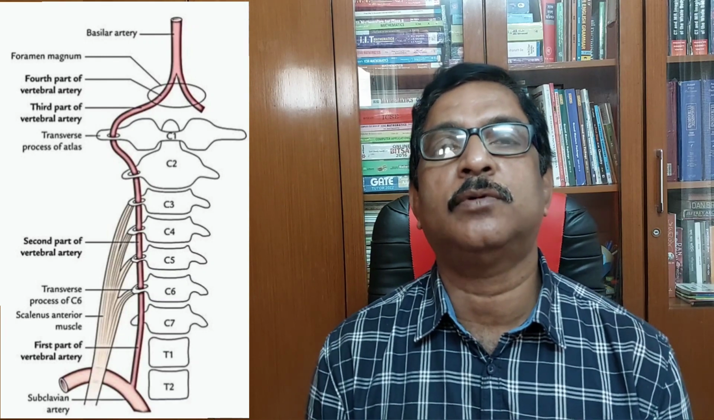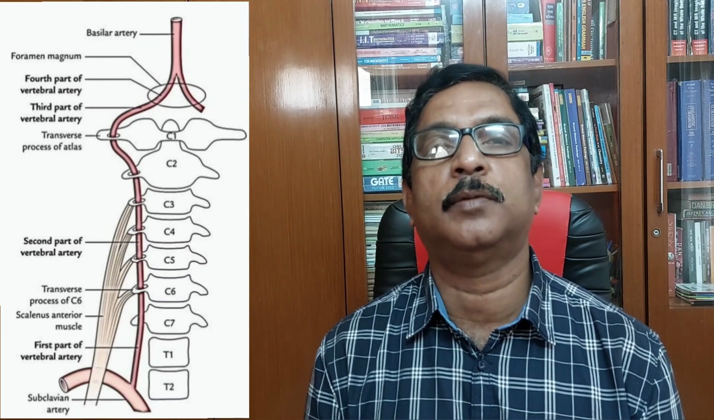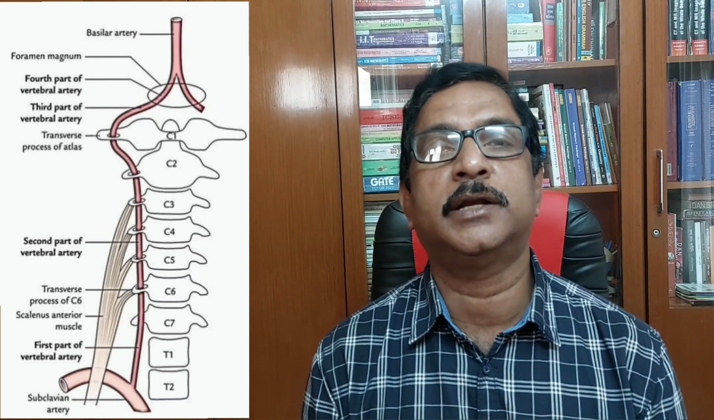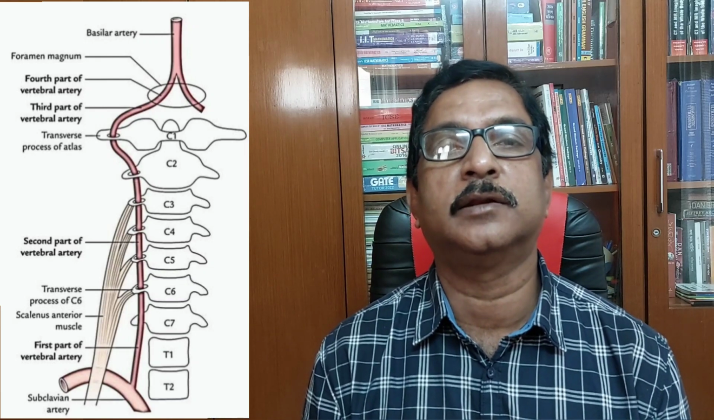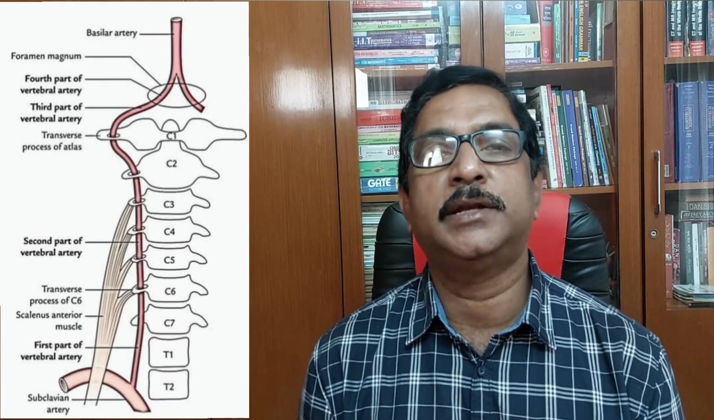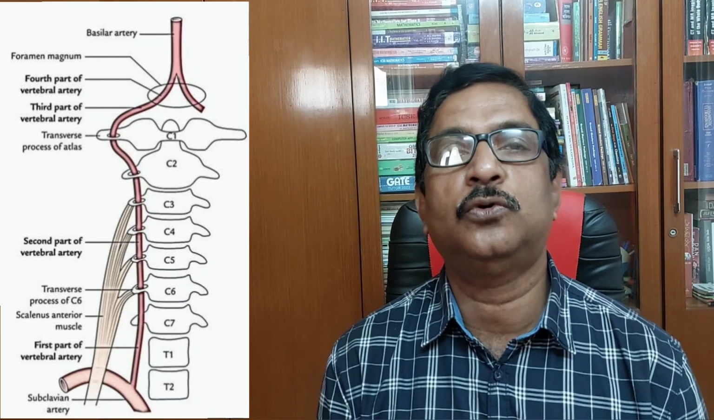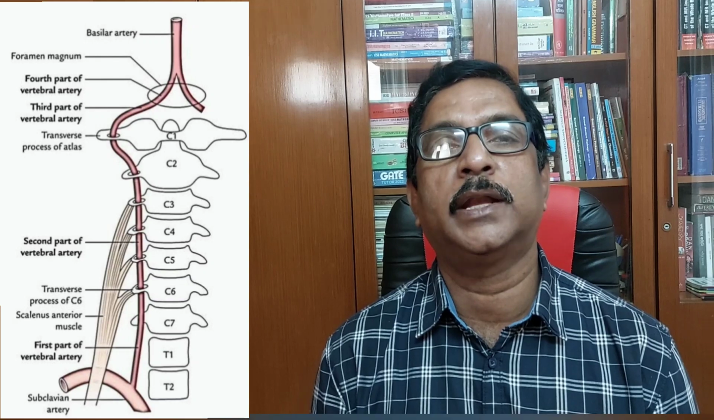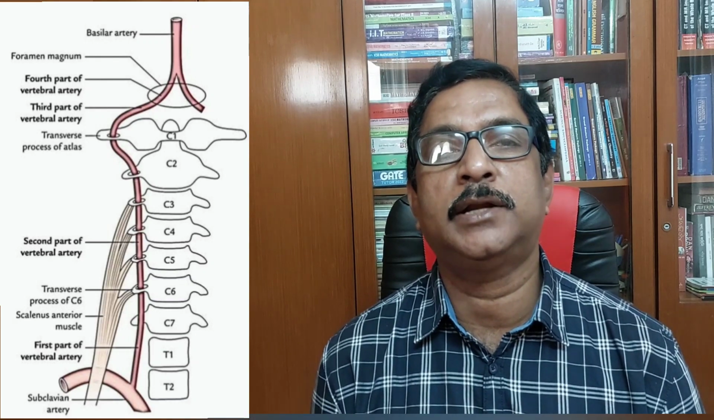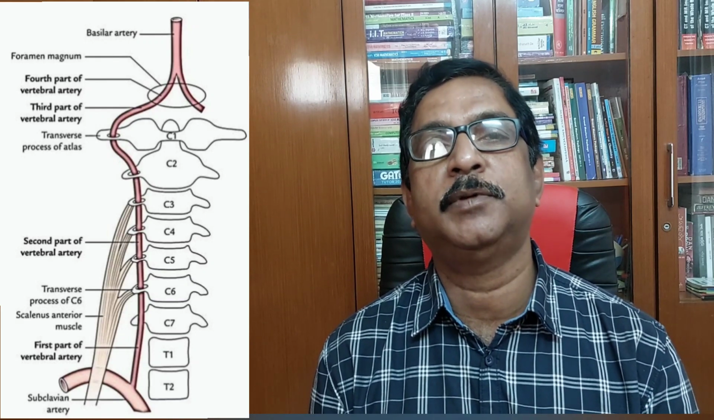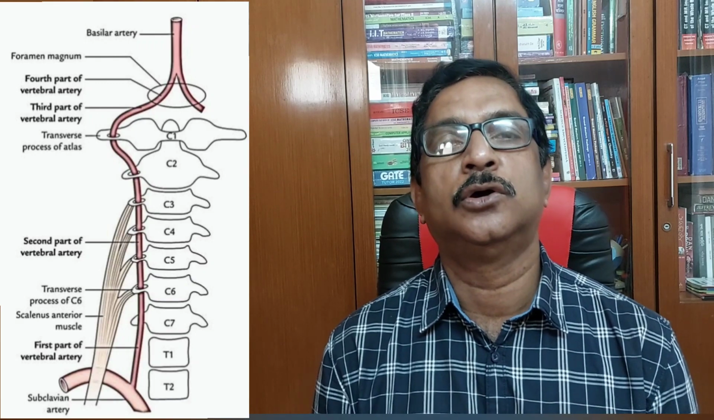From the foramen transversarium of the 1st cervical vertebra up to the foramen magnum of the occipital bone is the third part. And this third part runs over the suboccipital triangle. From the foramen magnum at the base of the skull, it enters into the cranial cavity. The fourth part extends from the foramen magnum up to the lower border of the pons, where it joins with the vertebral artery of the opposite side to form the basilar artery at the lower border of the pons. Then the basilar artery ascends upwards in front of the pons. So up to the lower border is the fourth part.